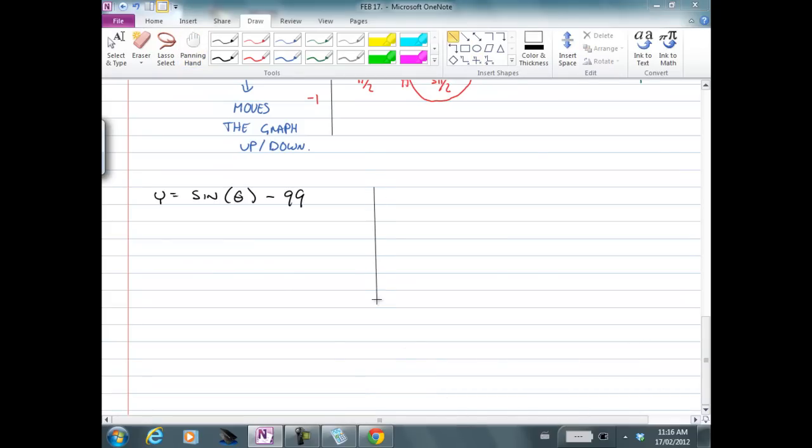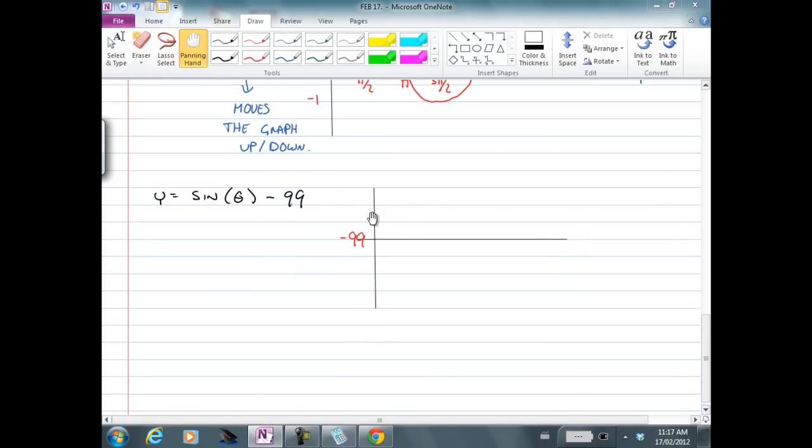Draw a grid. Draw a center line. It doesn't matter where your center line is. I want you to label this as -99 right away. You might say, but Mr., -99 is down here. It doesn't really matter where -99 is labeled, as long as you know this is -99. If this is -99, I want you to draw on your sine graph right now. Just draw the shape of it. Keep it nice and simple.